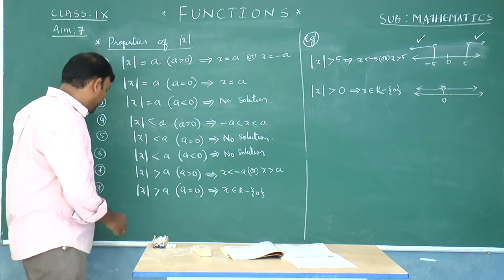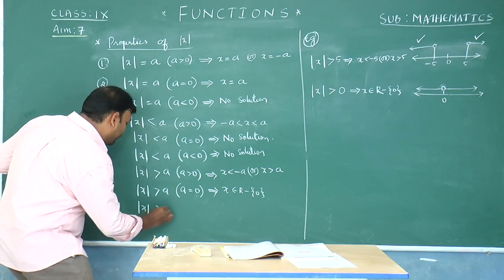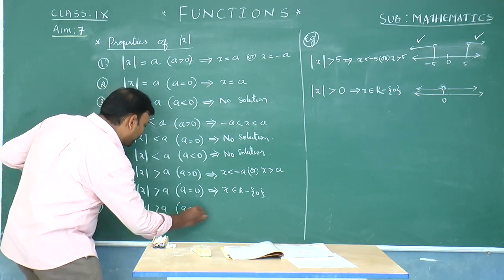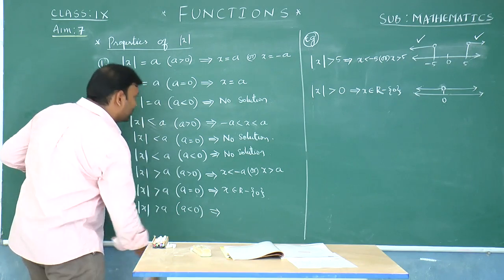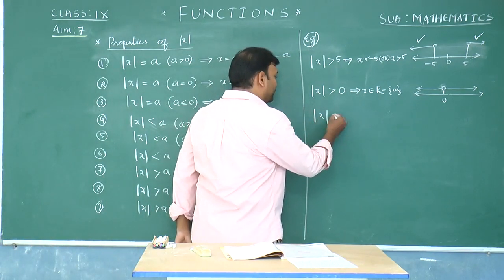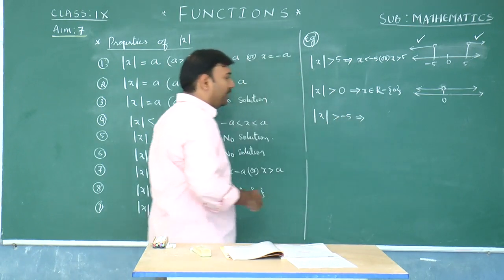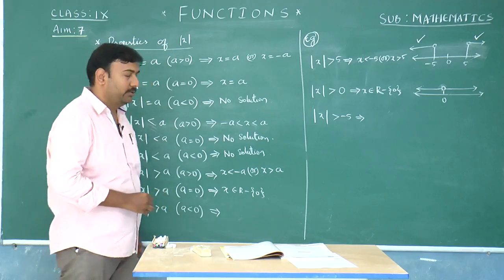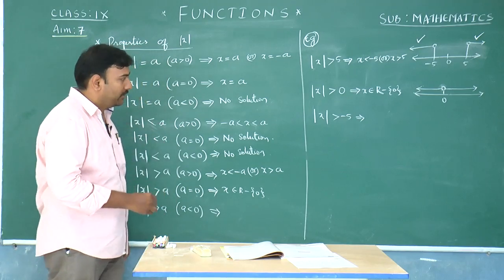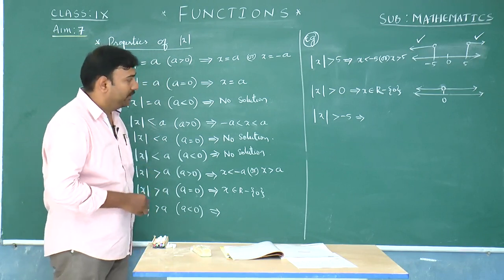So coming to the final thing, that is mod x greater than a, where a is going to be negative. Do we have any chance where the value of mod x is going to be greater than a negative number? I'll take an example. So mod x greater than minus 5. What kind of numbers are going to satisfy this inequation? Are there any numbers that are not going to satisfy the inequation, or does every number on the number line satisfy it?